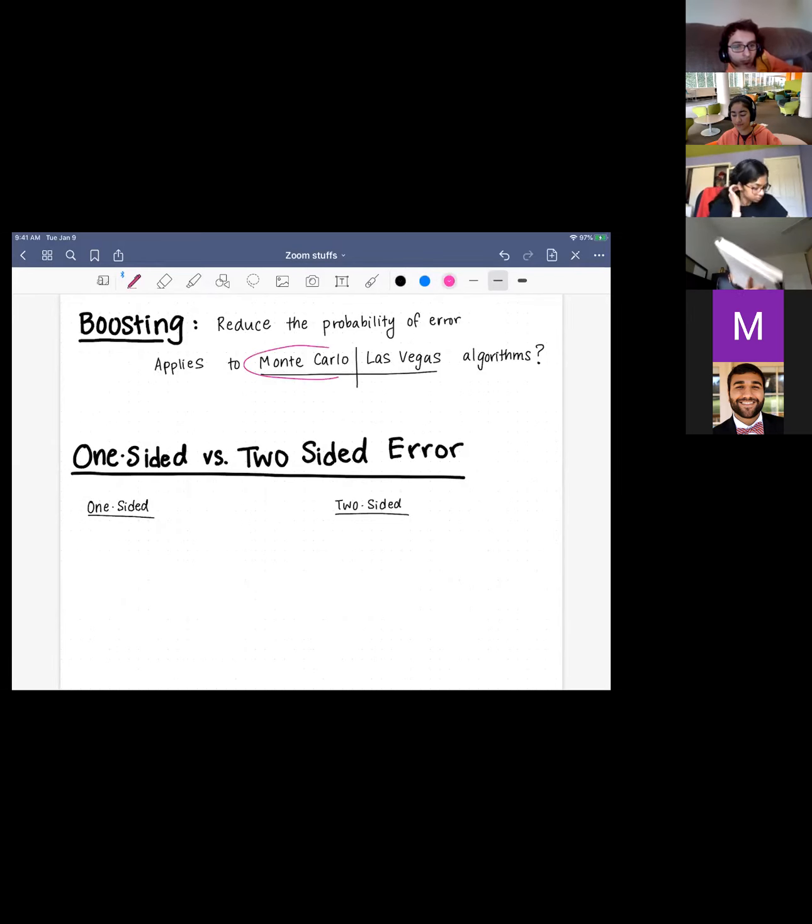Yeah, Monte Carlo, which makes sense because Monte Carlos are the ones that have a probability of error. Las Vegas algorithms aren't going to have a probability of error. One thing to note is that unless we say that you can check the veracity of your answer, you don't know whether your algorithm returned the correct answer.